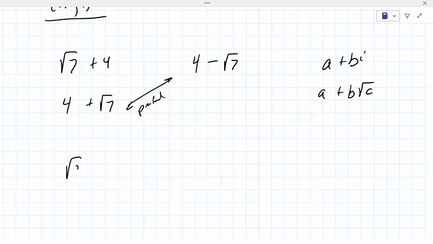All right, so what if it's like √3 plus √2? What do you think the conjugate would be in this case?